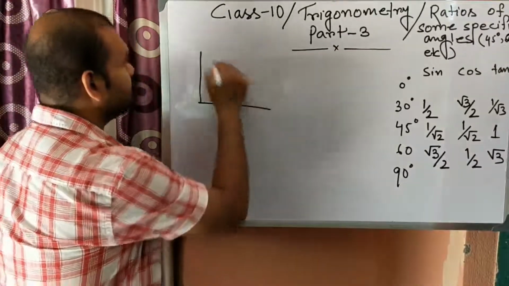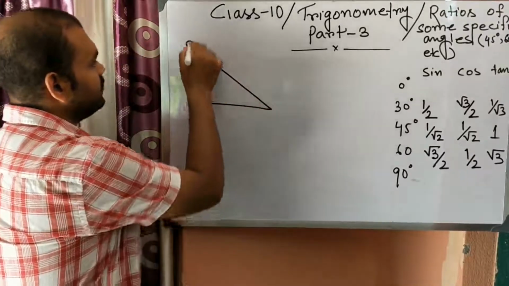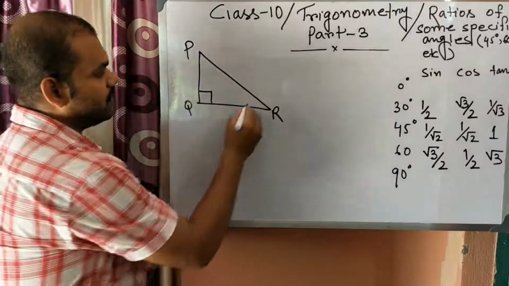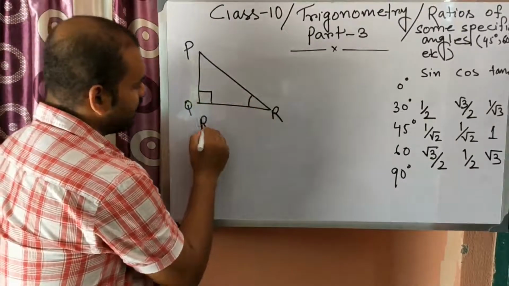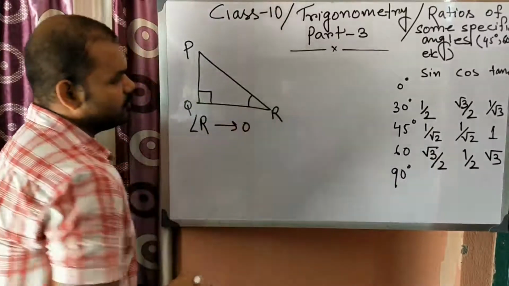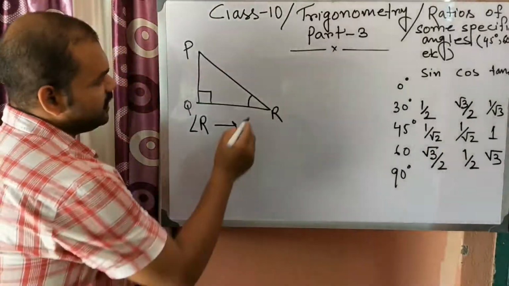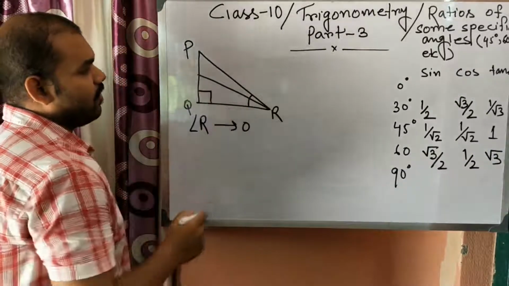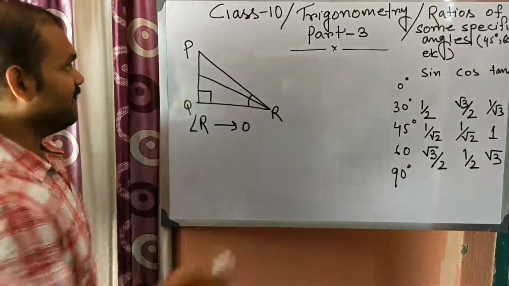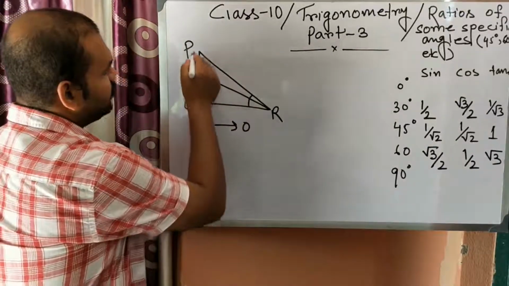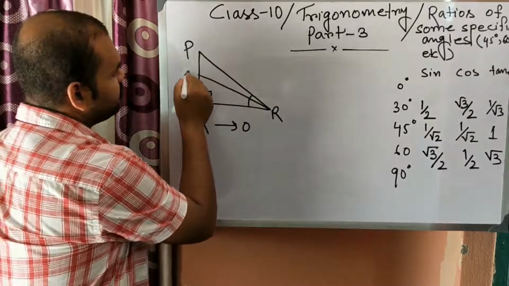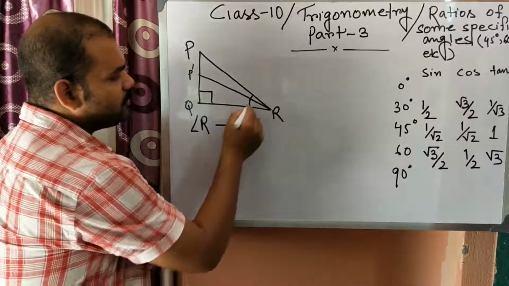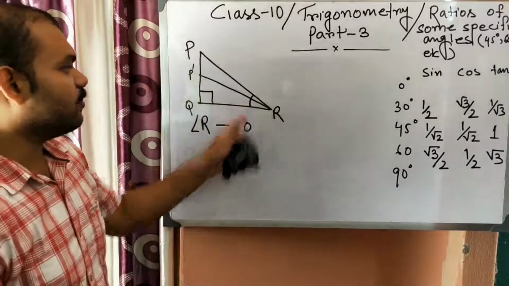Let PQR be a right angle triangle, right angled at Q. Now if angle R tends to 0, what is the meaning of R tends to 0? If we decrease this angle, then what will happen? As we try to decrease the angle, the hypotenuse, or the point P, comes down to the point P prime, and the value of this tends to 0, so its value decreases.